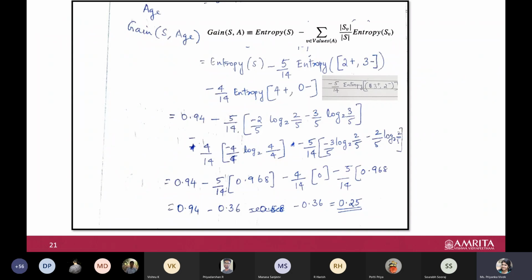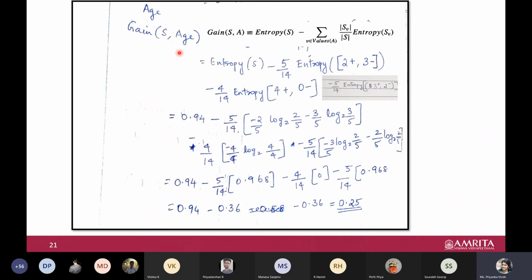I'll just show this also. Maybe we'll repeat it in the next class once. So gain of S comma age. We understand the formula. The gain formula is: entropy of S minus the sum over V values, that is different values of A, of the proportion S_v by S for that particular value, times the entropy. Like this we write, and then we substitute and find the value.